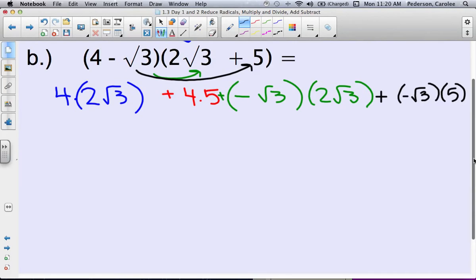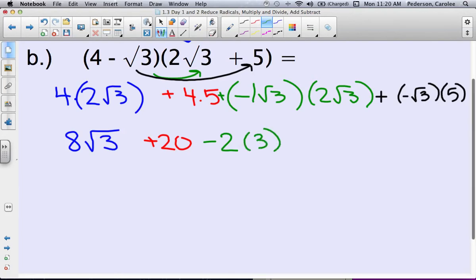So you multiply in the blue the outside stuff to the outside stuff, so 4 times 2 are the outside, and then square root of 3. The red is just 4 times 5, which is 20. And then the green, if I put a 1 in front of that square root of 3, we multiply outside stuff, so negative 1 times positive 2 is negative 2. And then square root of 3 times square root of 3 is 3.